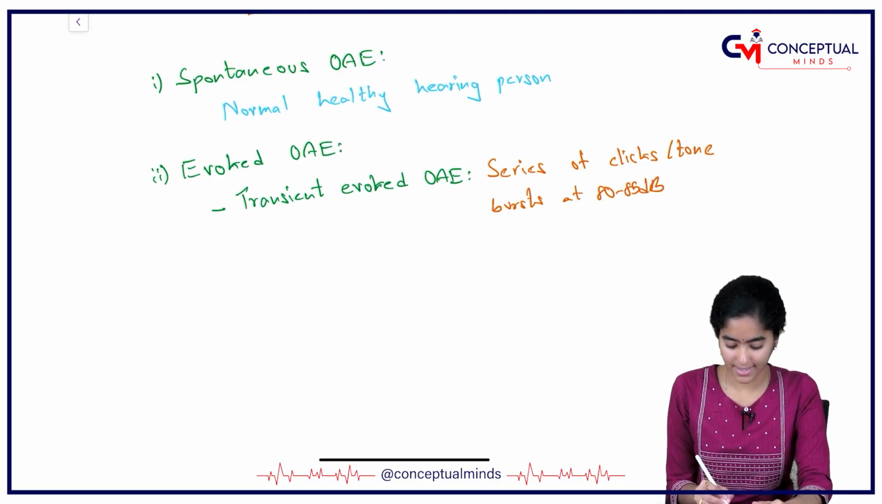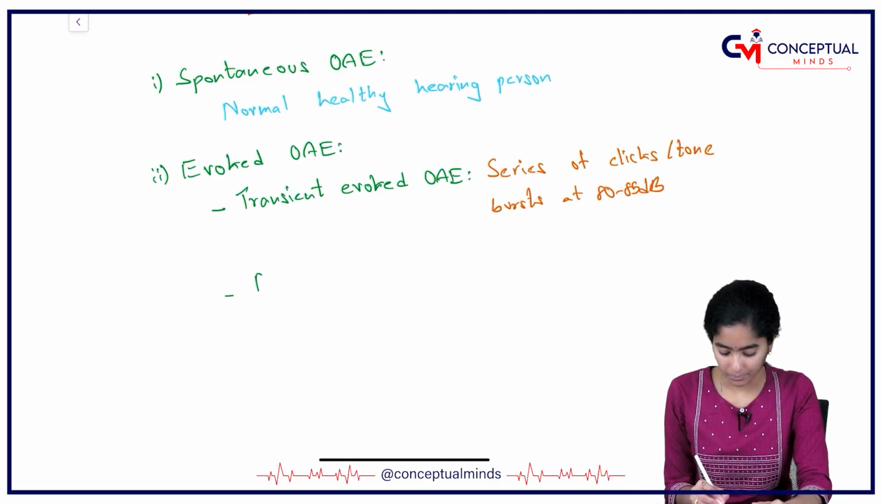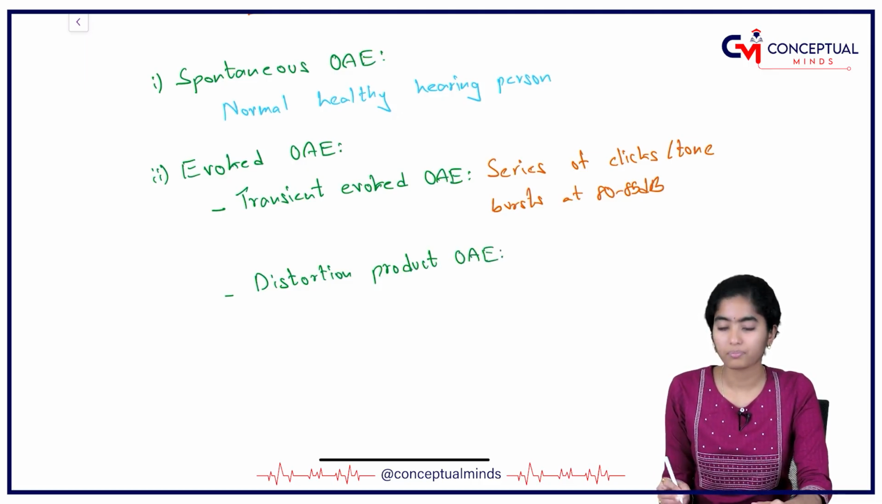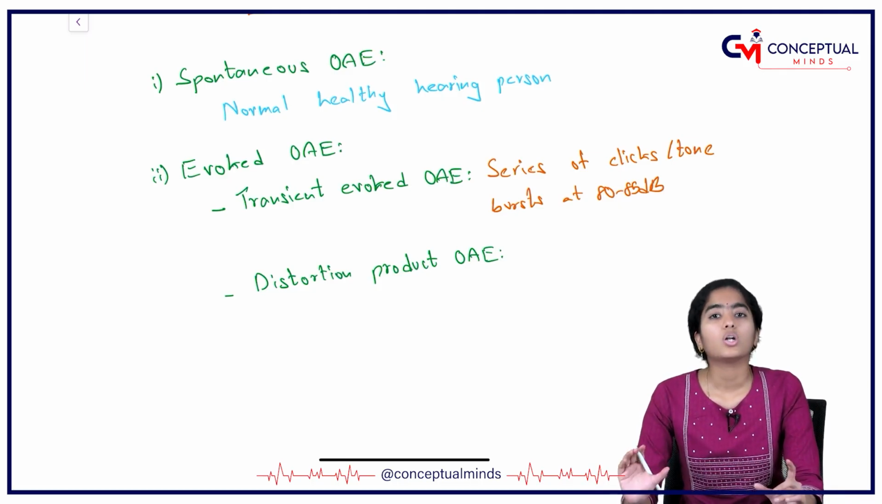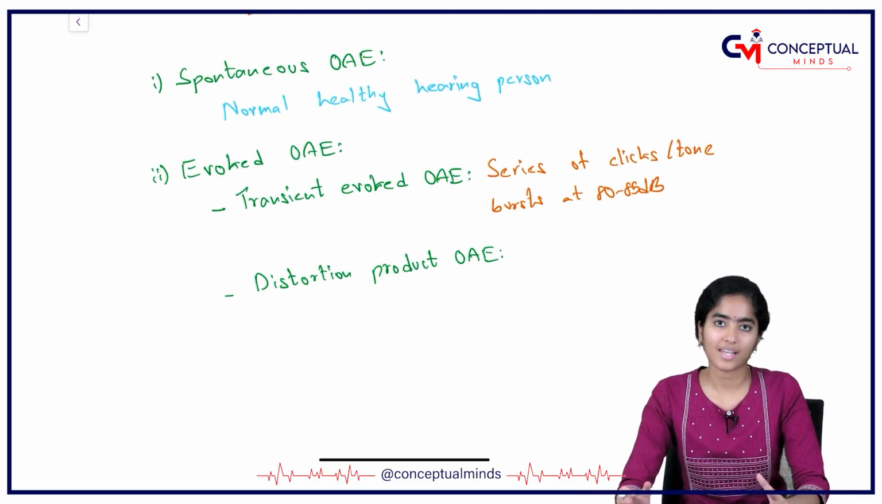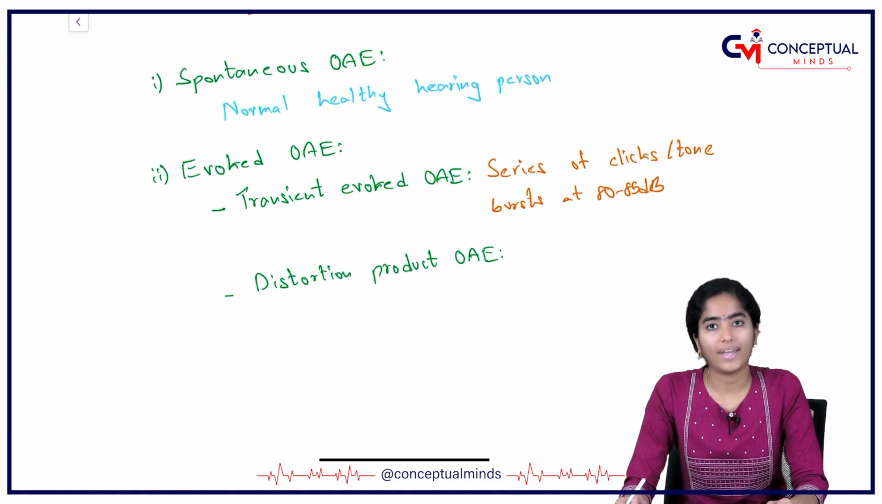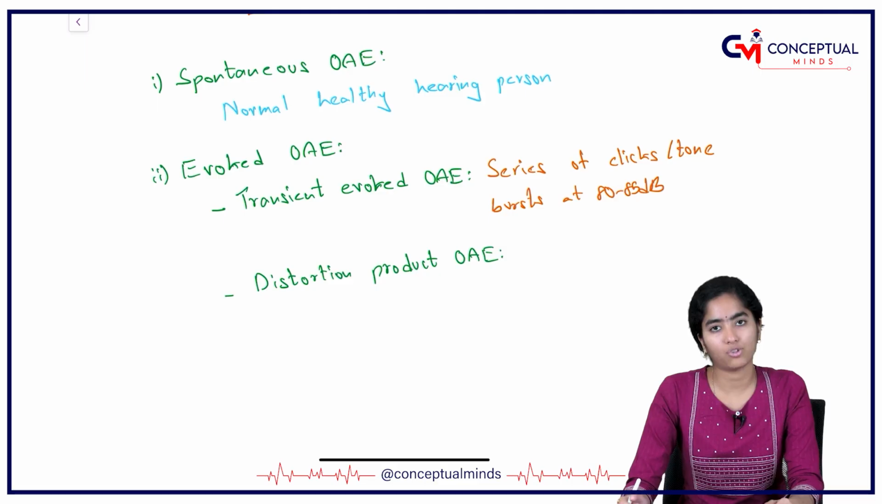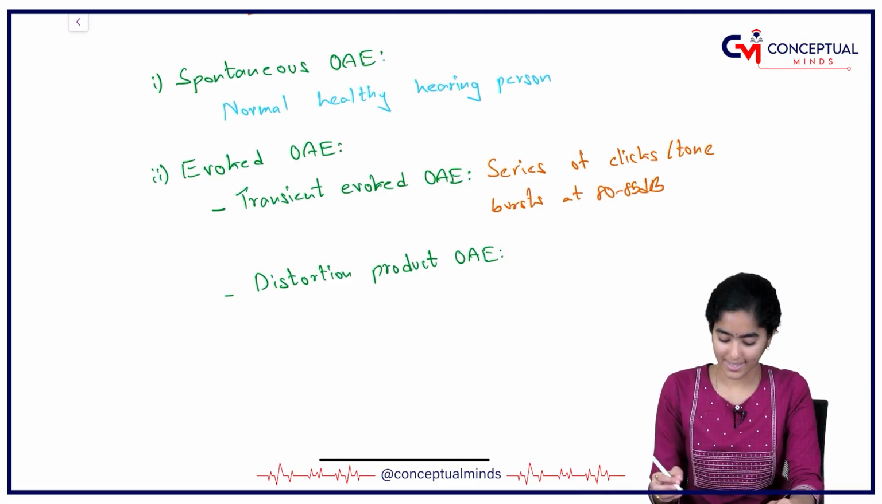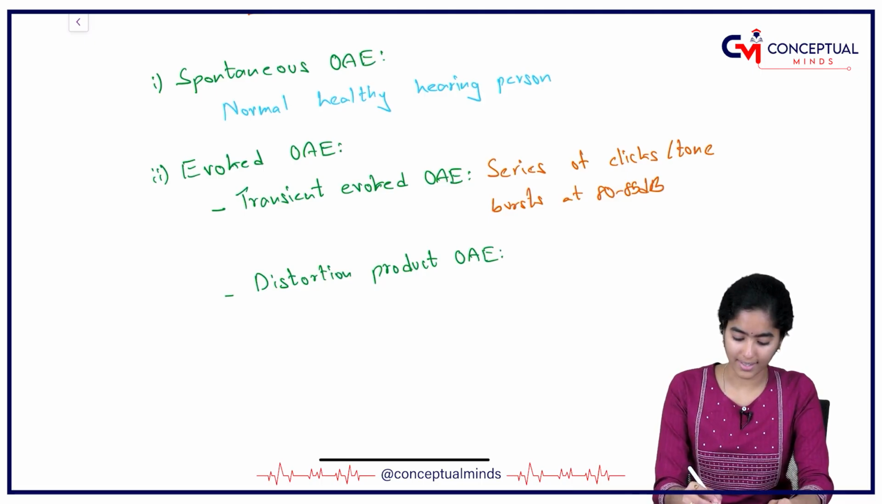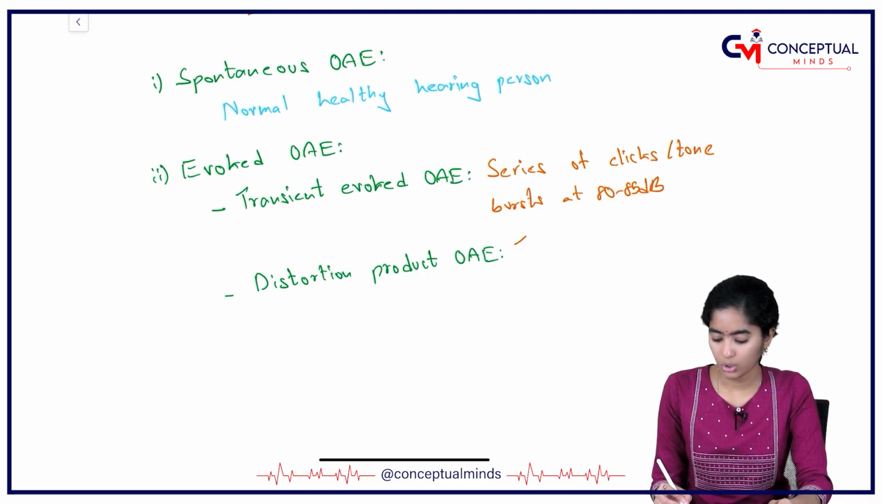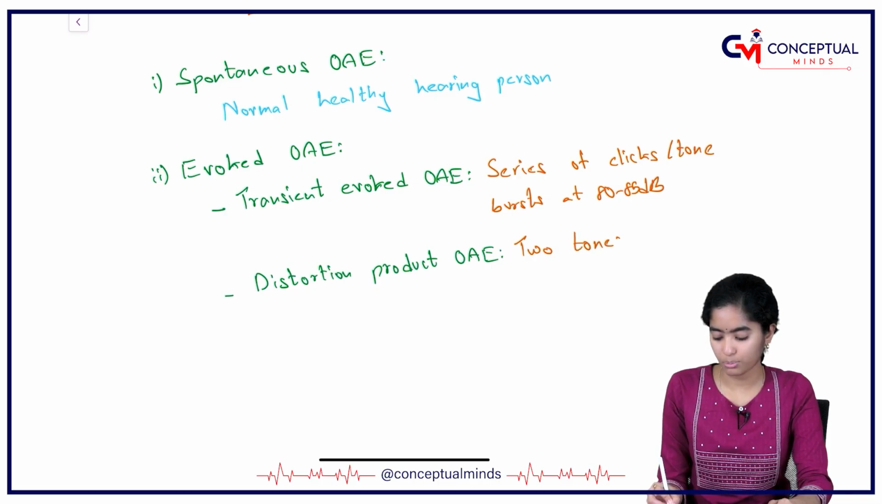Next in this category is distortion product OAE, distortion product otoacoustic emission. In this, what is done is, two tones are presented to both ears. Simultaneously they are presented at a single point of time. In distortion product OAE, two tones are given simultaneously to both the ears, and this identifies hearing in the range of 1000 to 8000 Hz frequency. The main feature of distortion product is that two tones are given simultaneously to both ears.